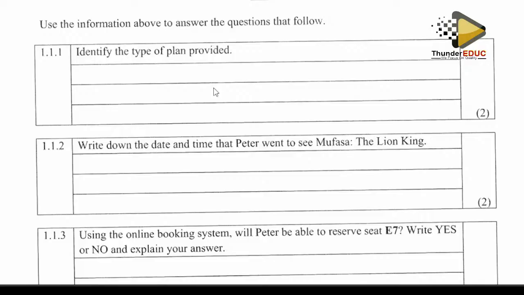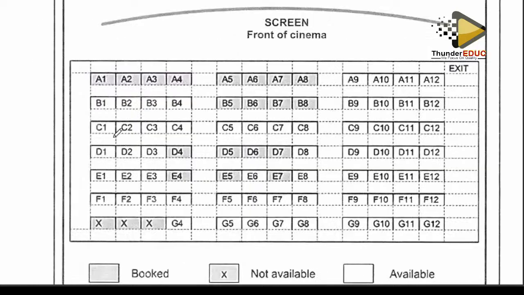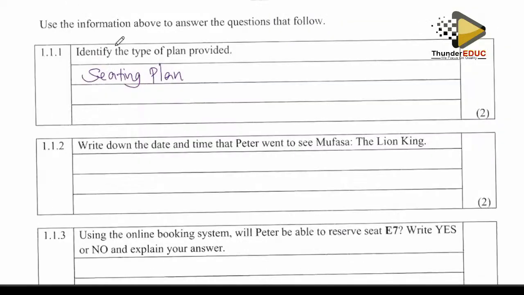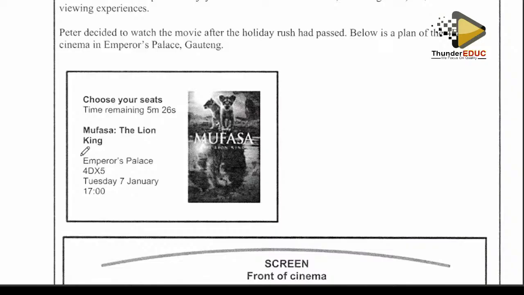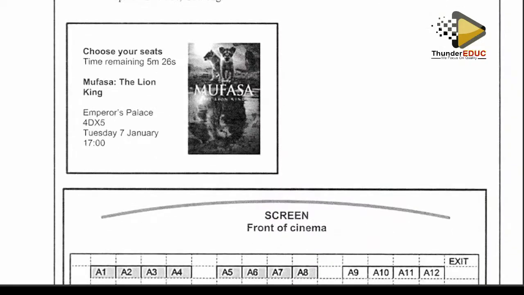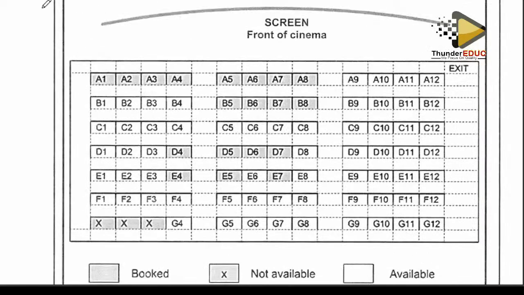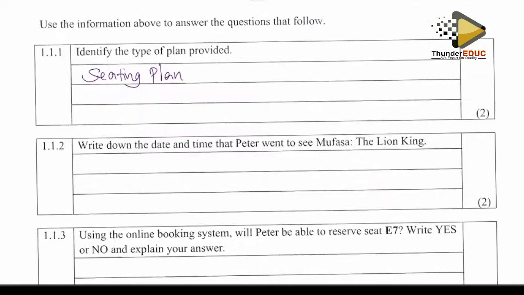Identify the type of plan provided. We shall say it's called a seating plan. Write down the date and the time that Peter went to the cinema. We've just seen it up here. It says Tuesday the 7th January at 5. So we shall come back there and say Tuesday, 7th January. Then the set time.